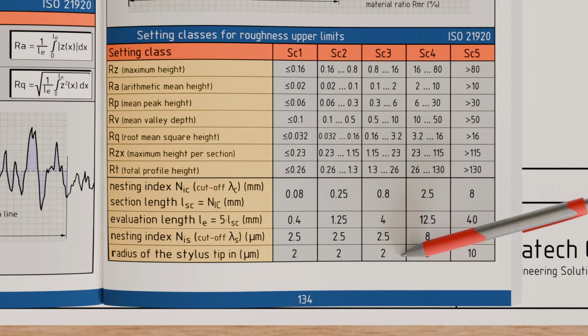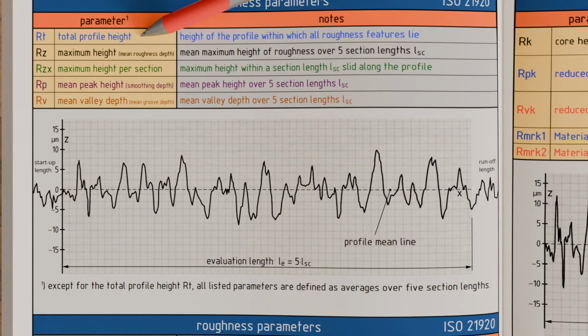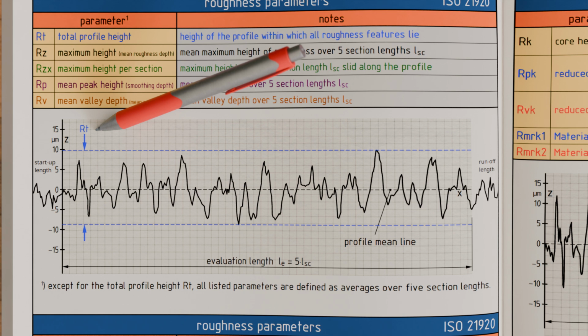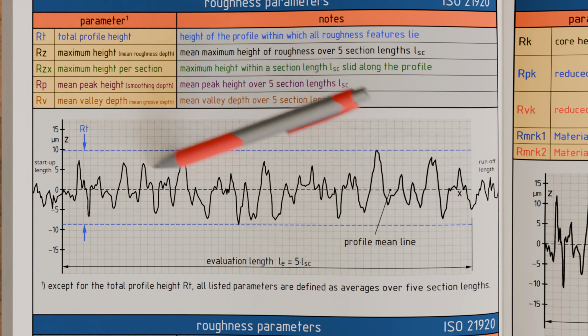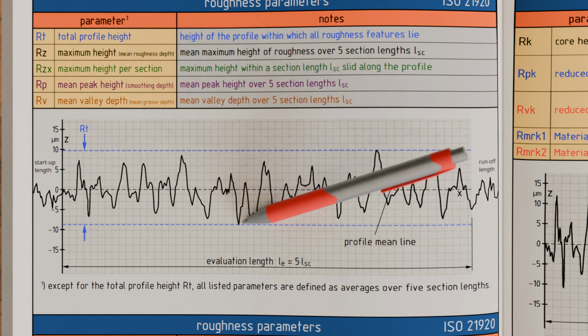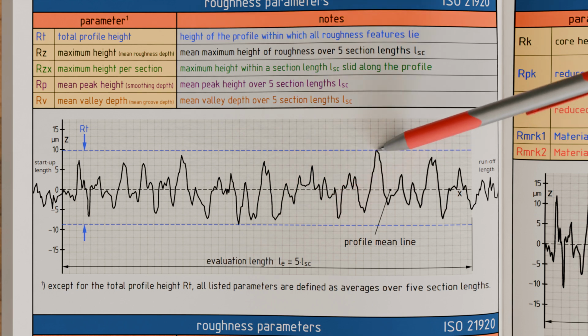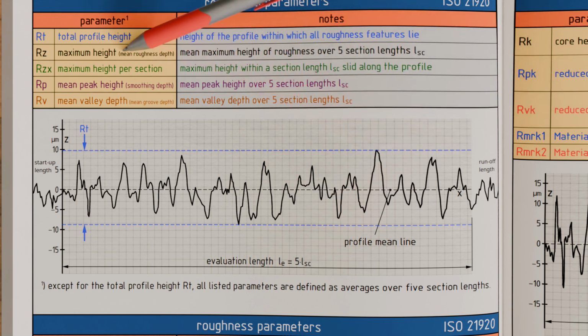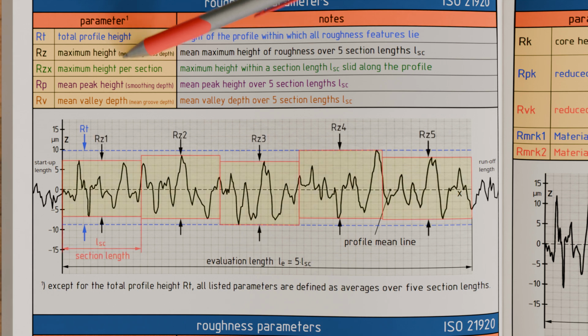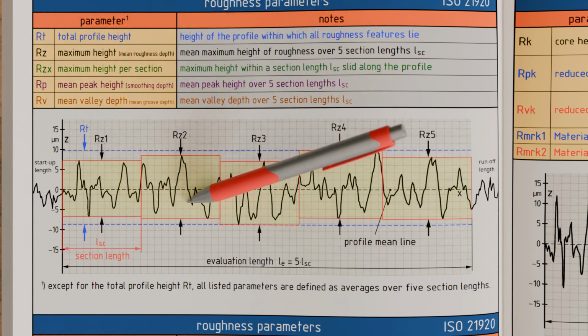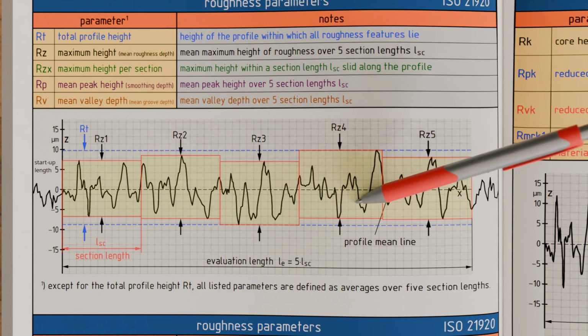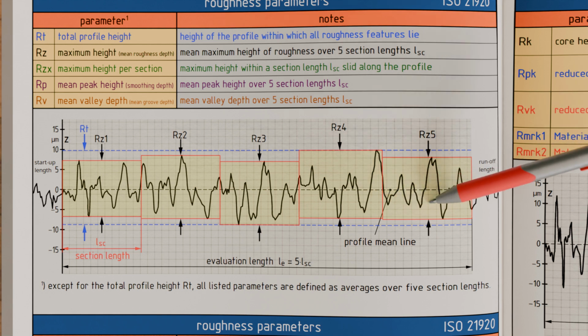To conclude this video, we will summarize the most important roughness parameters. The total height RT indicates the profile height within which all roughness features lie. It corresponds to the vertical distance between the deepest valley and the highest peak within the entire evaluation length. The maximum height RZ corresponds to the average maximum height of the roughness over 5 section lengths, each measured from the deepest valley to the highest peak within one section length. This parameter was formerly referred to as the average roughness depth.